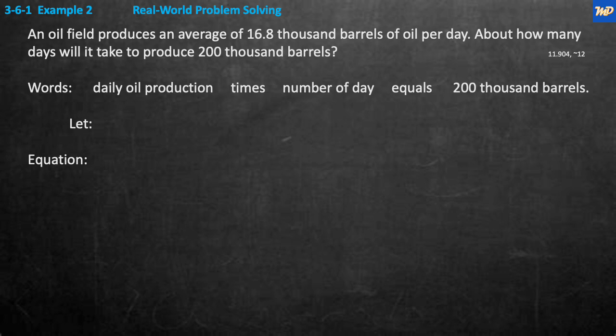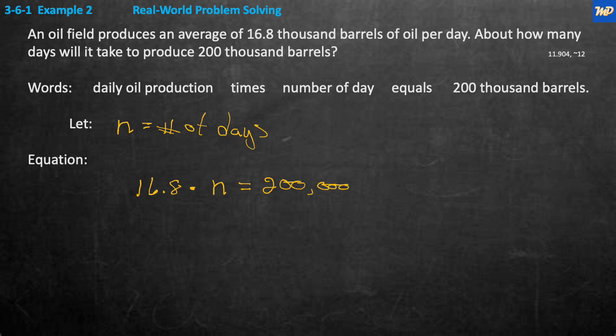So let n be the number of days. Now our equation is the daily oil production, 16.8 thousand, which is 16,800, times n, the number of days it takes to produce 200,000 barrels, is equal to 200,000.